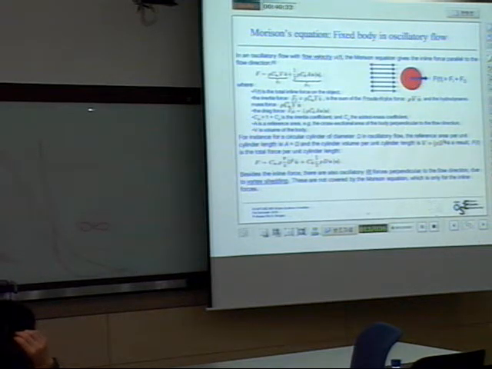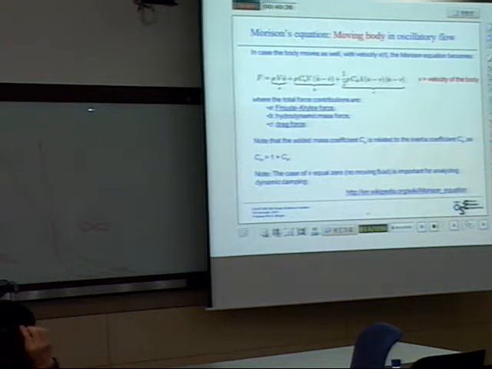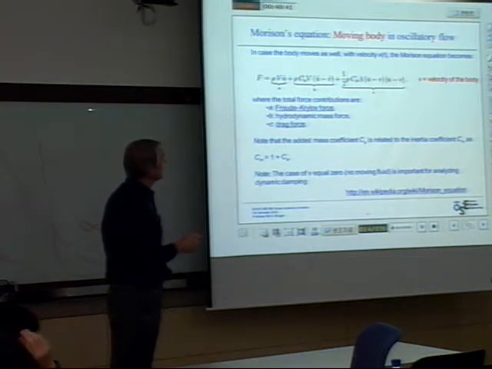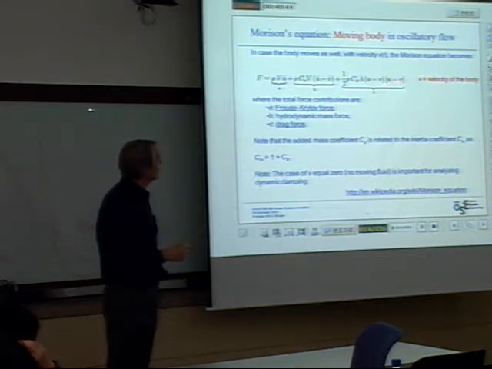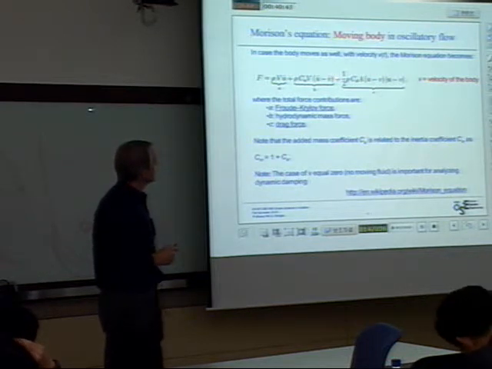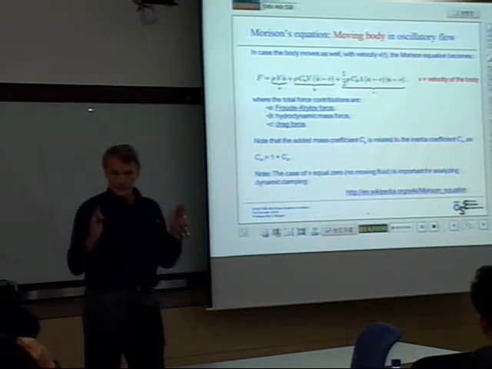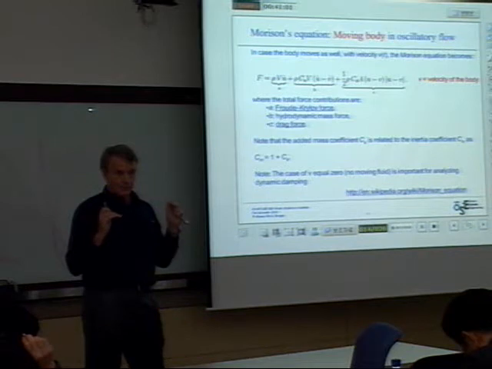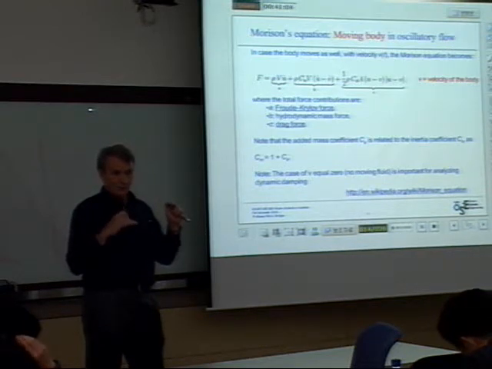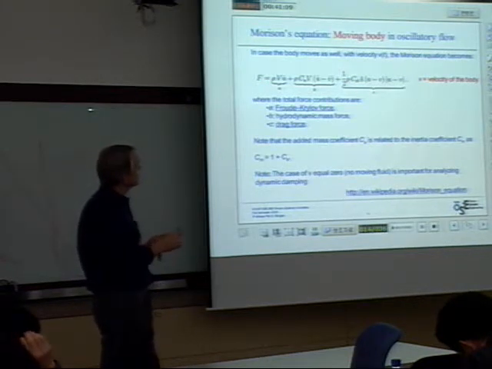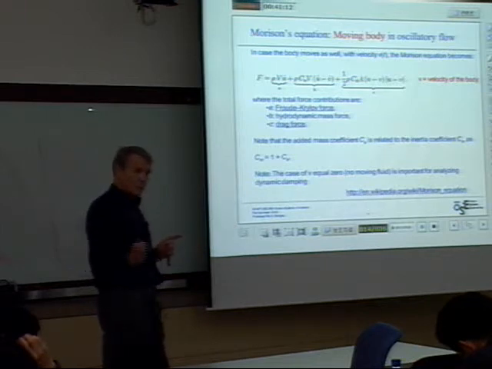So there is a version of this where you have a combination of a moving body in oscillatory flow. So there is an additional velocity v here, which is the velocity of the body. And if you set u equal to 0, you have still water, right? Because u is the water flow velocity. So if that is 0, you see the terms for a body moving in the water.